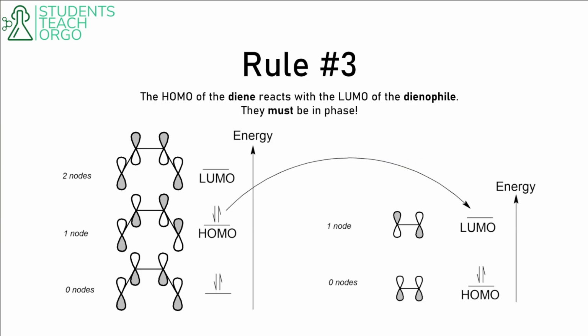All right, rule number 3. The HOMO of the diene reacts with the LUMO of the dienophile. If you remember what HOMO and LUMO are, HOMO means the highest occupied molecular orbital, and LUMO is the lowest unoccupied molecular orbital. And they have to be in phase. So this in-phase component is extremely important.